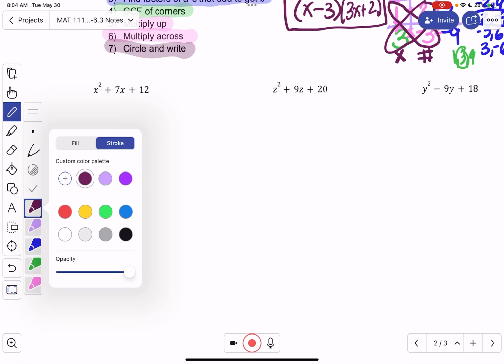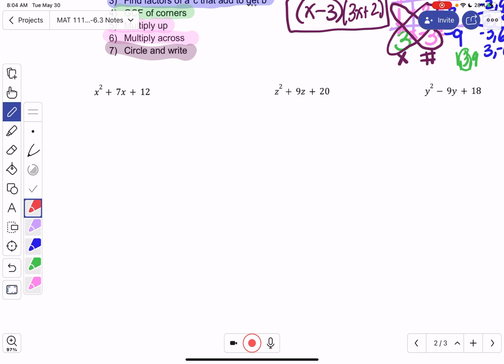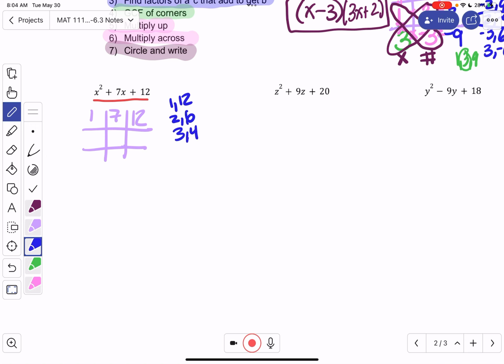All right. This first one, greatest common factor, there is not one, so we can skip that step. Second, set up our tic-tac-toe board. A times C. Factors of 12 are 1 and 12, 2 and 6, or 3 and 4. The 3 and 4 add up to 7. Factors of 1 are 1 and 1. Factors of 4 are 1, 2, and 4. Greatest common factor is 1. Multiply up. 1 times 1 equals 1. 1 times 3 equals 3. 1 times 4 equals 4.